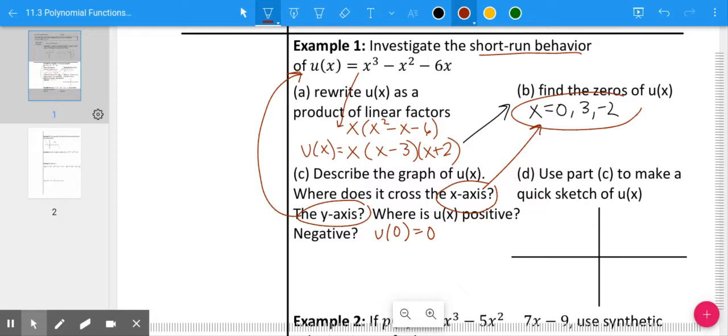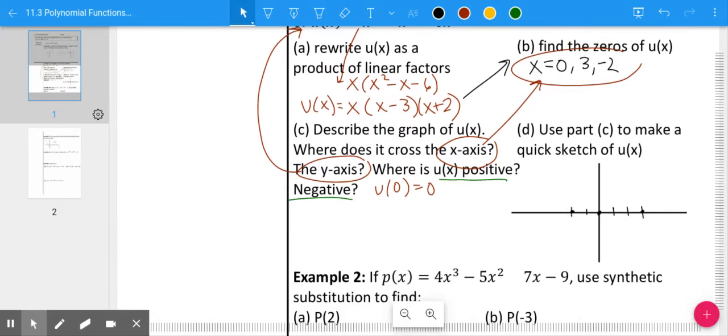So I can start graphing this a little bit. I can plot those 3 x-intercepts: 3, negative 2, and one here at 0, and then the y-intercept is covered there as well. Now we're going to address the second part of this question. We want to find where the function is positive and where the function is negative.